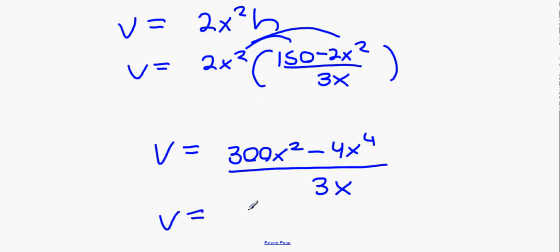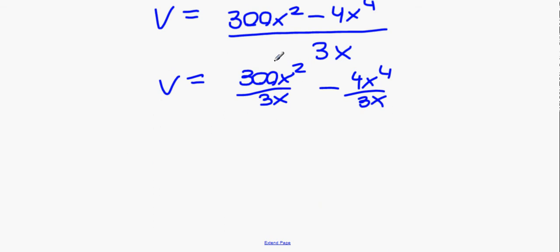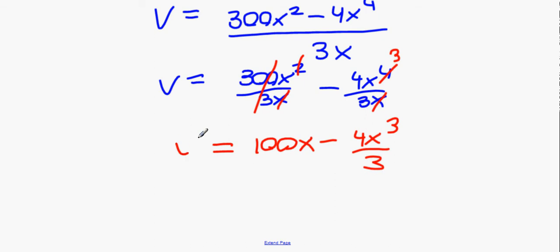We're going to break that up into 300x squared over 3x, and we're going to make that minus 4x to the 4 over 3x, and then we're just going to get rid of the x's. So the 300 divides by 3 to give you 100, x squared divides by x to give you x, and then x cancels with this one to make it x cubed, so we get minus 4x cubed over 3.